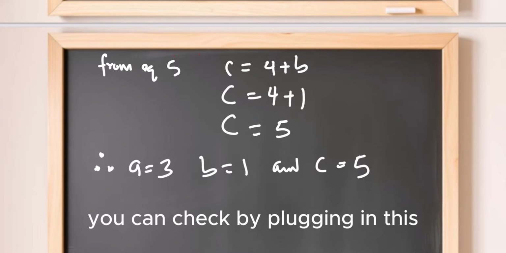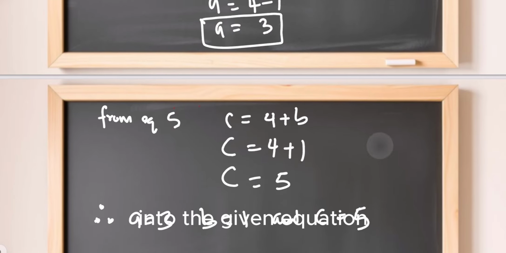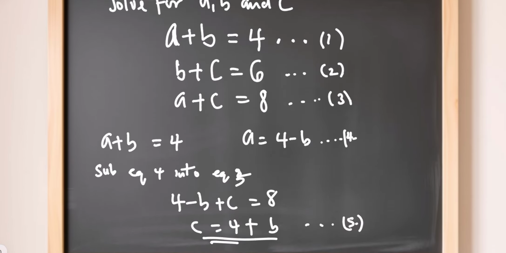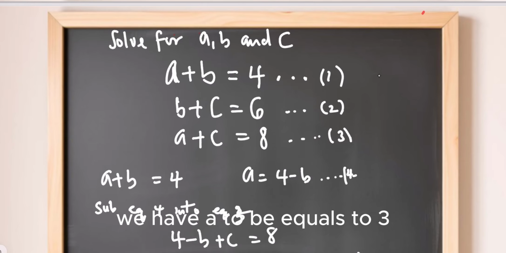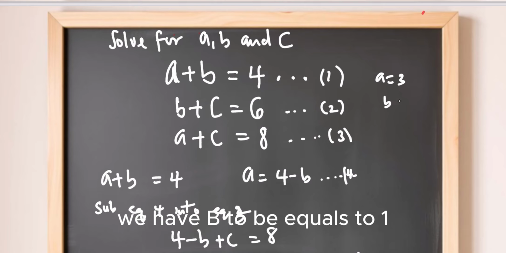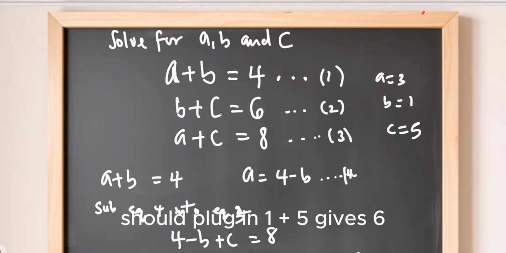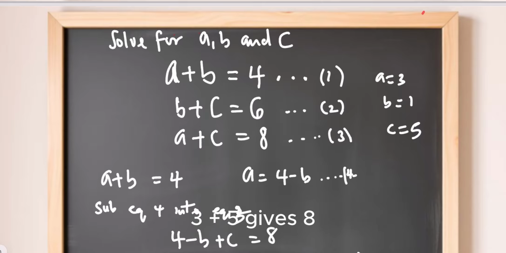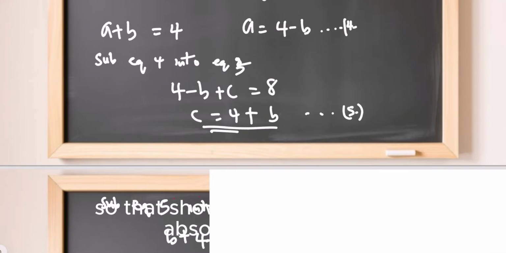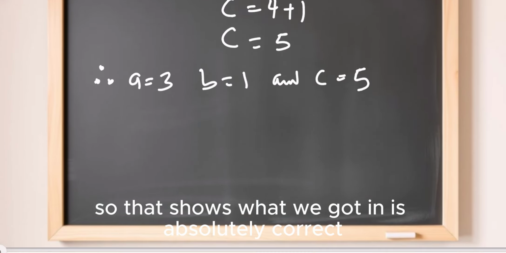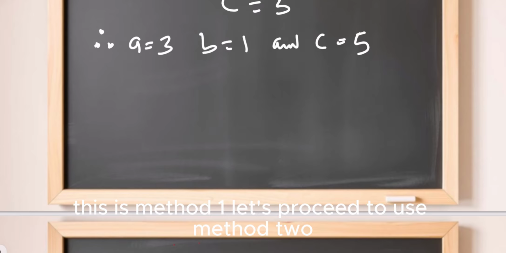You can check by plugging this into the given equations. We have A equals 3, B equals 1, and C equals 5. If you plug in, 3 plus 1 gives 4. 1 plus 5 gives 6. 3 plus 5 gives 8. So that shows what we've gotten is absolutely correct. This is method 1. Let's proceed to use method 2.